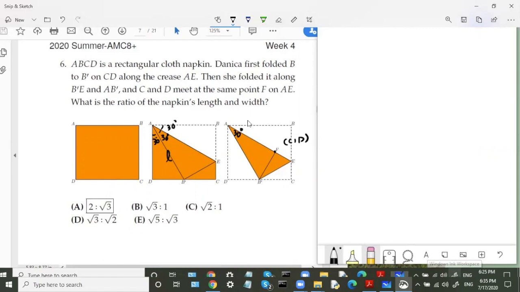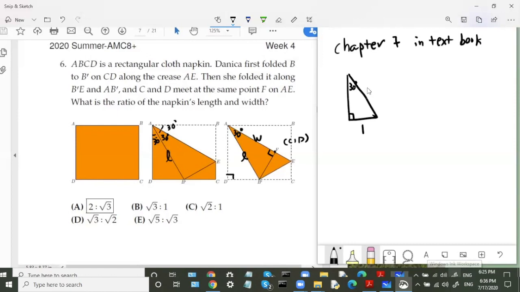So then we have 30 degrees, AB prime is the length L, and AF equals AD, which is W. Also we find that angle ADB prime, when folded to F, these two angles should be equal, so it's 90 degrees. So this is a special right triangle. We can find this content in chapter 7 in the textbook. This special 30-degree right triangle has a ratio of 1 for the leg opposite the 30-degree angle to 2 for the hypotenuse, and the other leg is square root of 3.